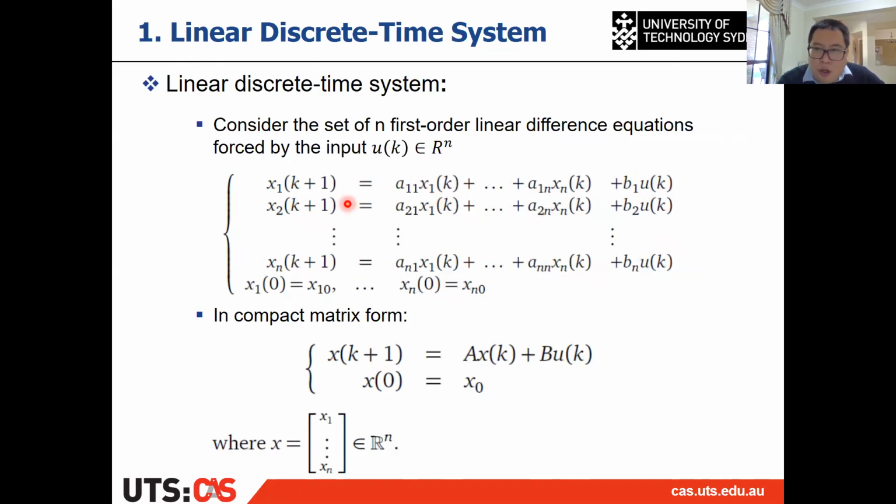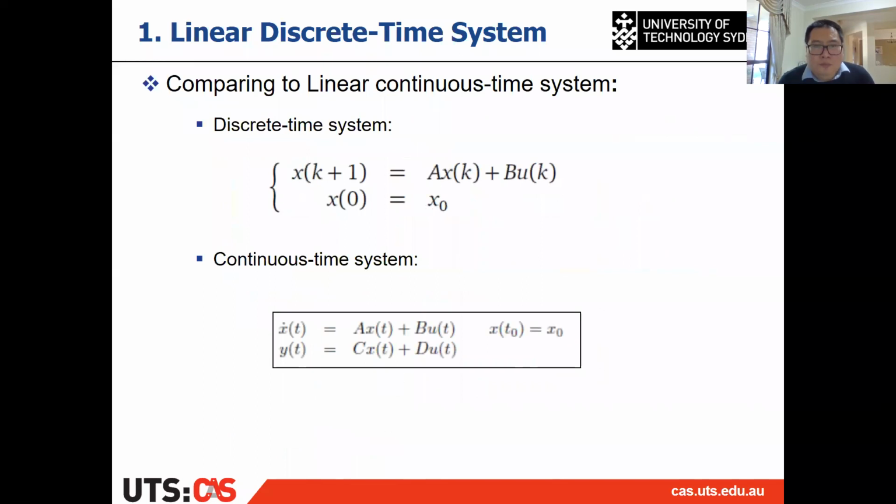And then we can rewrite it into a compact matrix format, which is x(k+1) = Ax(k) + Bu(k). And that is the standard formulation of the linear discrete time system. And x can have multiple dimensions, so there can be multiple variables in the state x.